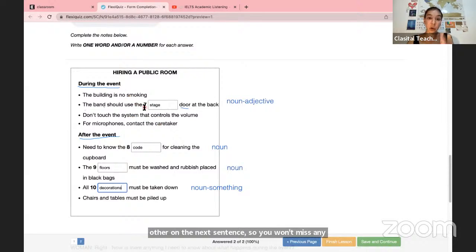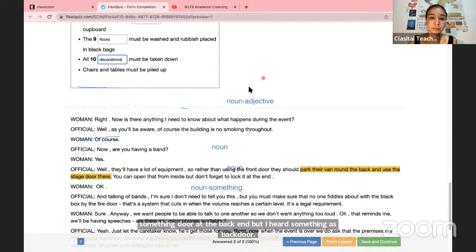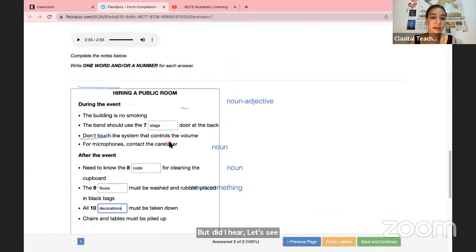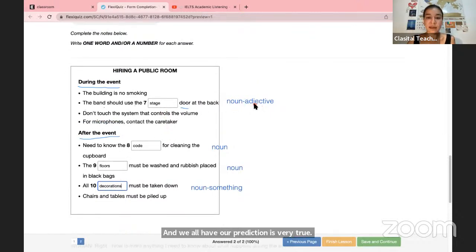The only problem, the only trick that I see here, maybe it can be here. It says the band should use the something door at the back. But I heard something as back door. What did I hear? Let's see. And all of our predictions were true. Stage, it wasn't an adjective, it was a noun. Floor is a noun. Decoration is a noun. So we were correct in this one.